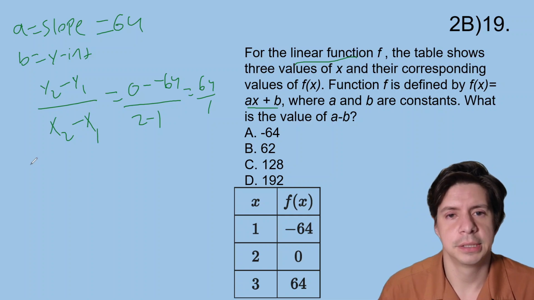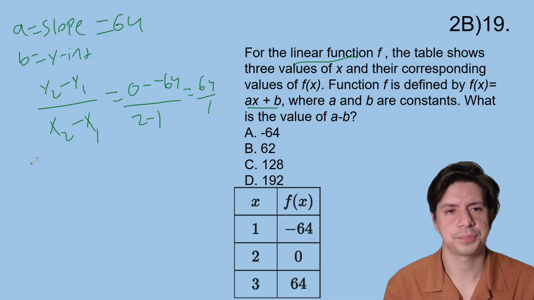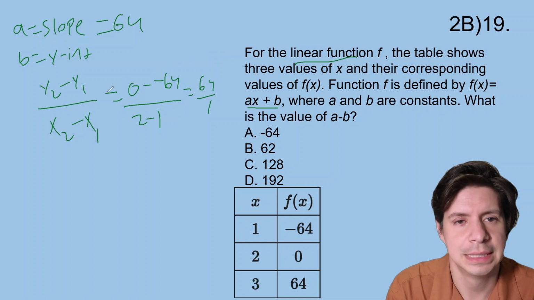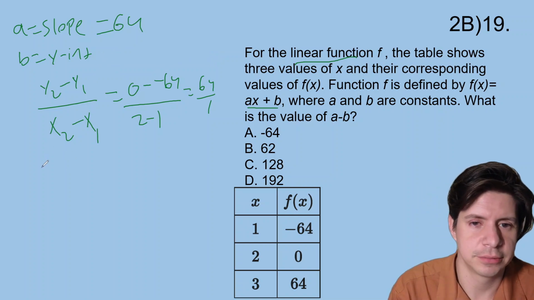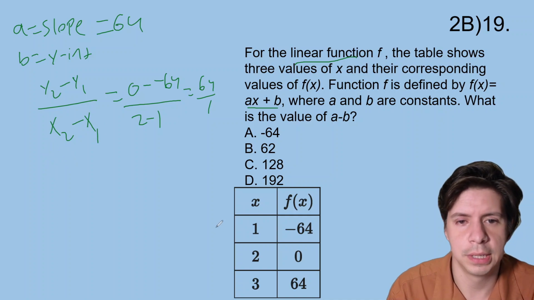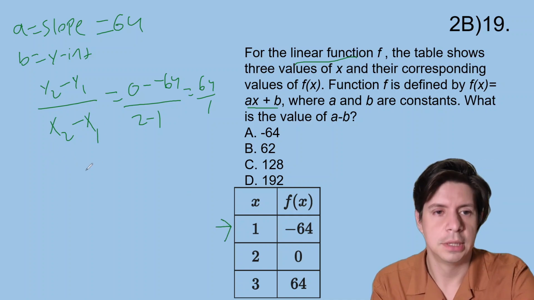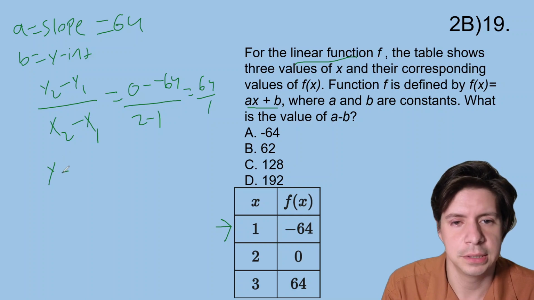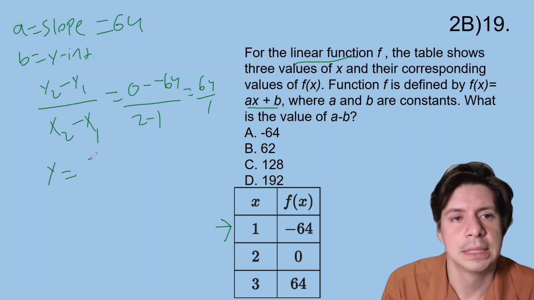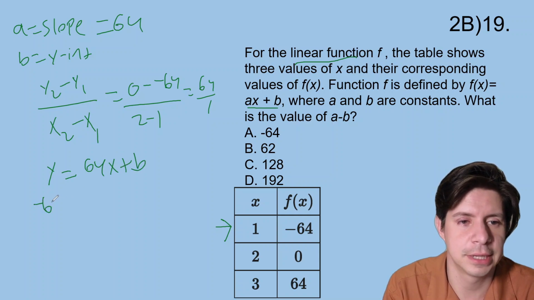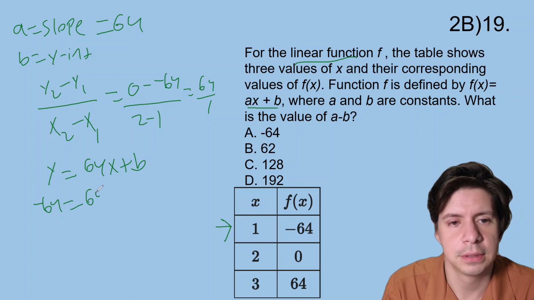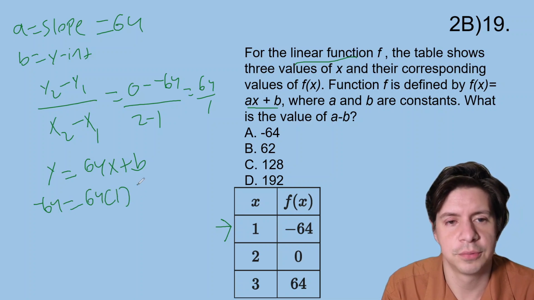Okay, so then, let's see. We need to find the y-intercept. To find the y-intercept, we're going to use a point from the table, right? So let's take the point 1 and negative 64. So it's going to be y equals 64x plus b, and then we're going to plug in 1 for x and negative 64 for y. So negative 64 equals 64 times 1 plus b.